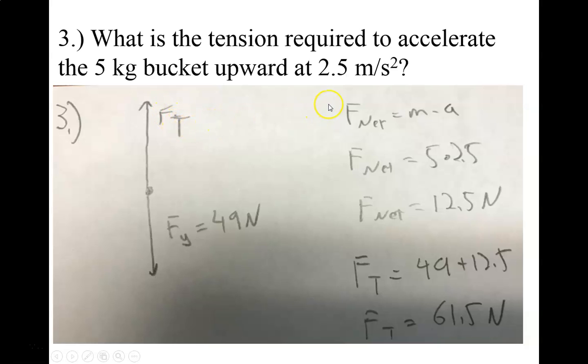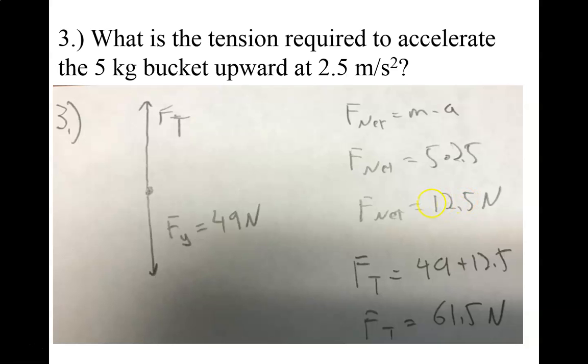Okay, so what we're trying to figure out is this force of tension. We know gravity is still 49 newtons down. Okay, let's figure out what the net force is. What net force would be required to do this? So the net force is going to equal the mass times the acceleration. 5 times 2.5 equals 12.5. That means I must have a net force of 12.5 newtons up in order to accelerate at that rate.